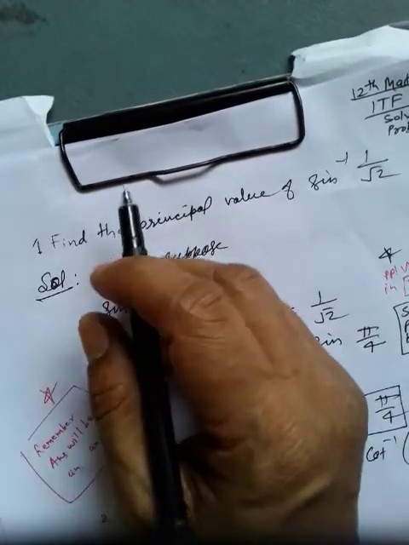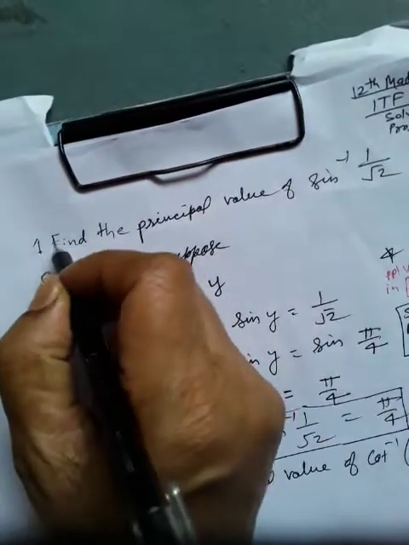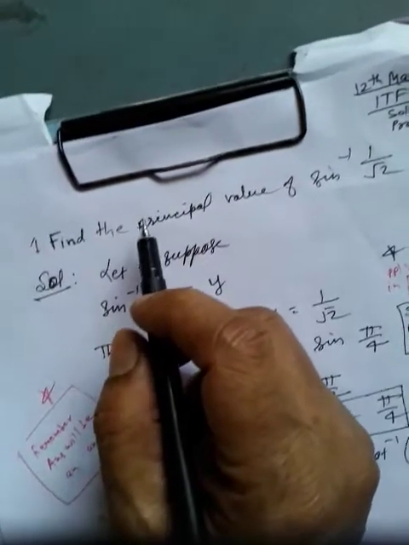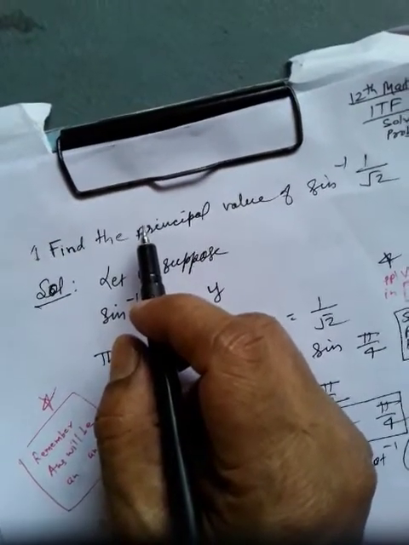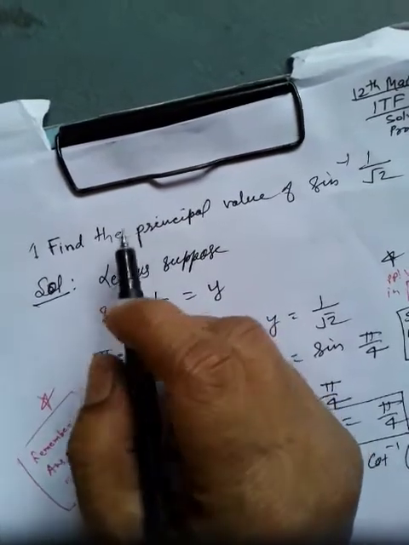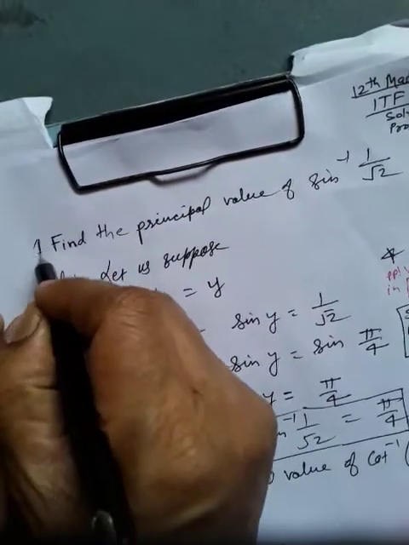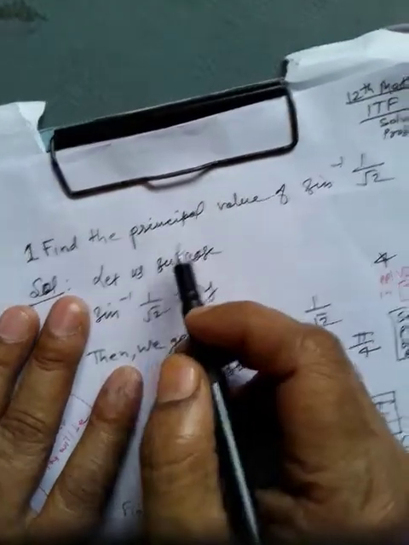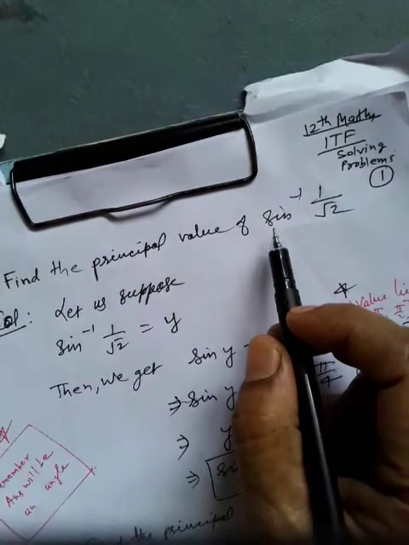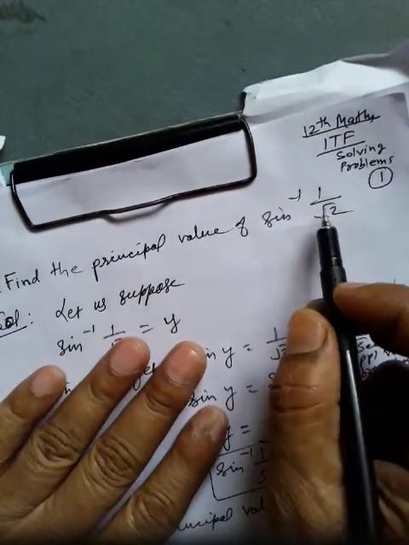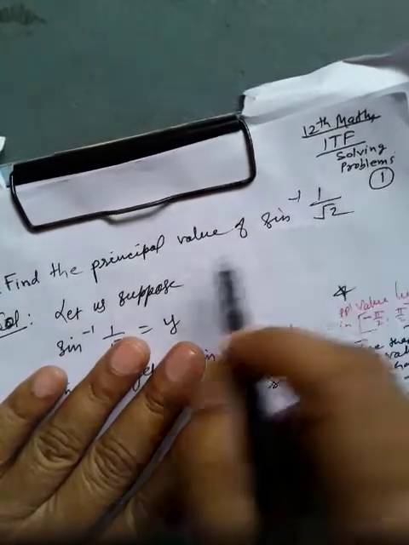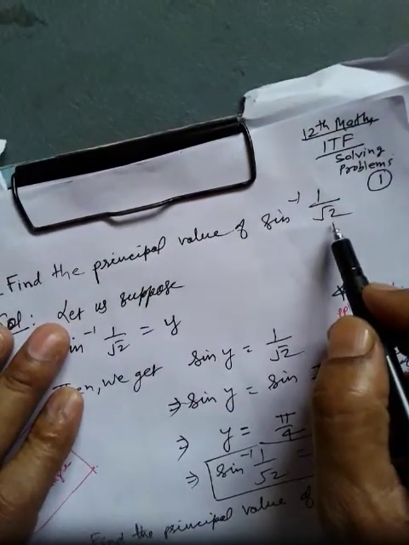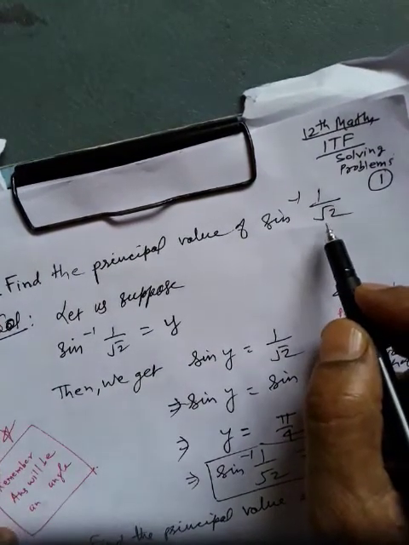We are just going to learn a very important point, a very important question, and we can see it is the gateway of ITF, inverse trigonometric functions. Dear children, the basic question in this chapter is that you must know how to find the principal value of any inverse function with a given value like this. See, find the principal value of sine inverse 1 by root 2. Let us see how to solve these types of questions.